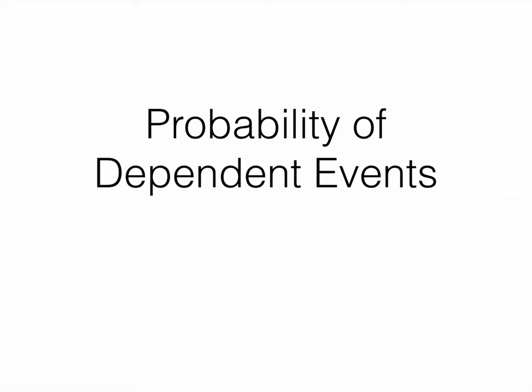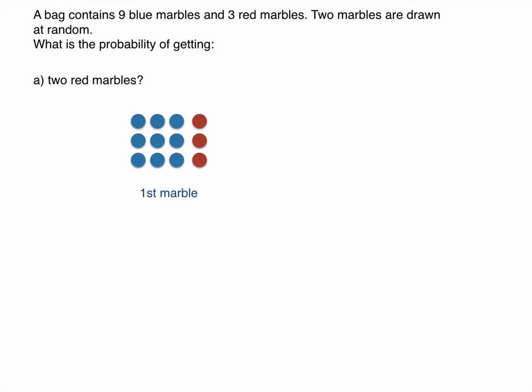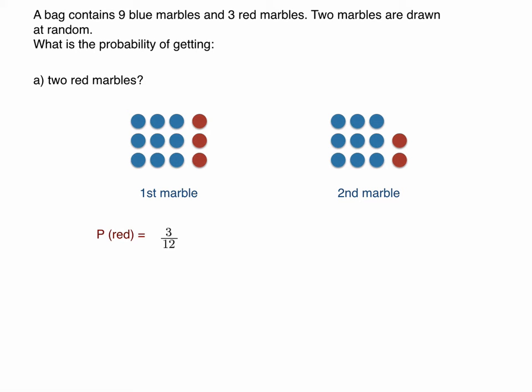So in this first one, you can take a moment to read the question. So we've got 9 blue marbles and 3 red marbles, and we're going to draw 2 marbles, and we're asked what's the probability of getting 2 red marbles. As you can see from the diagram, when we first draw a marble, you've got 3 chances in 12 of selecting a red one. Once you've done that, when you go to draw the second marble, one of the red ones is gone, and you now only have 11 marbles left.